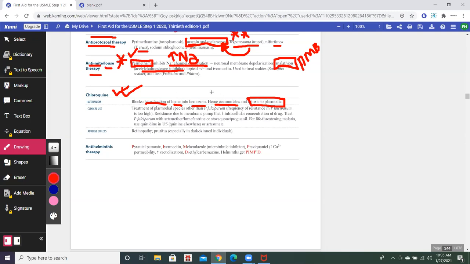cellular death. Okay, not high yield. This is not high yield. Don't worry about this. Just remember that chloroquine will prevent heme from being converted to hemozoin. As a result, an increased amount of heme will accumulate in the Plasmodium, and that will cause death to the Plasmodium.